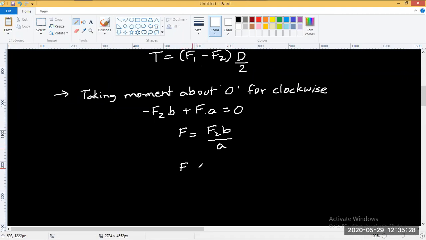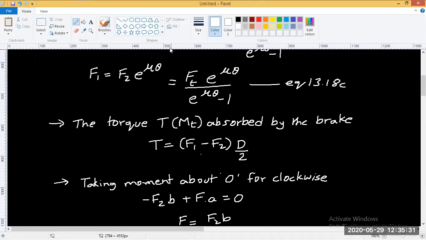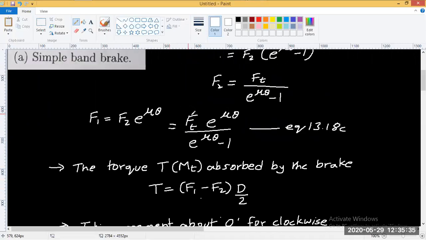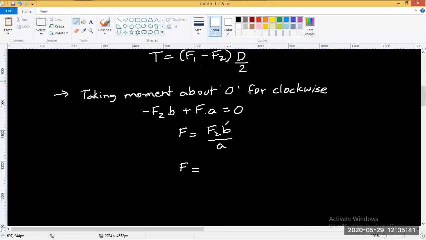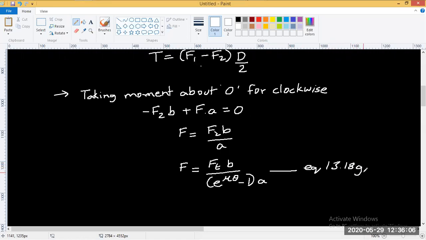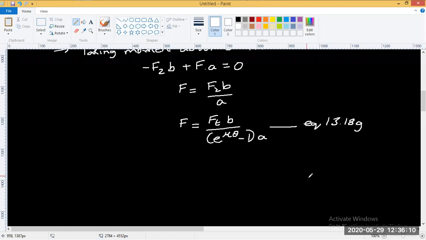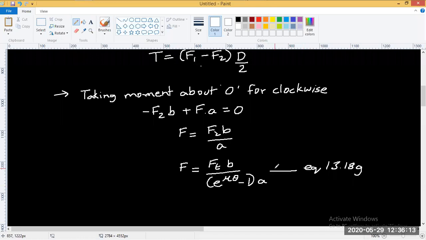So F2 we can substitute with whatever we got from the previous equation. So this is F2. Yeah, this one here. Substituting this, you get Ft b over e power mu theta minus 1 into a. This is also given in equation 13.18g. So this is the equation for clockwise motion.